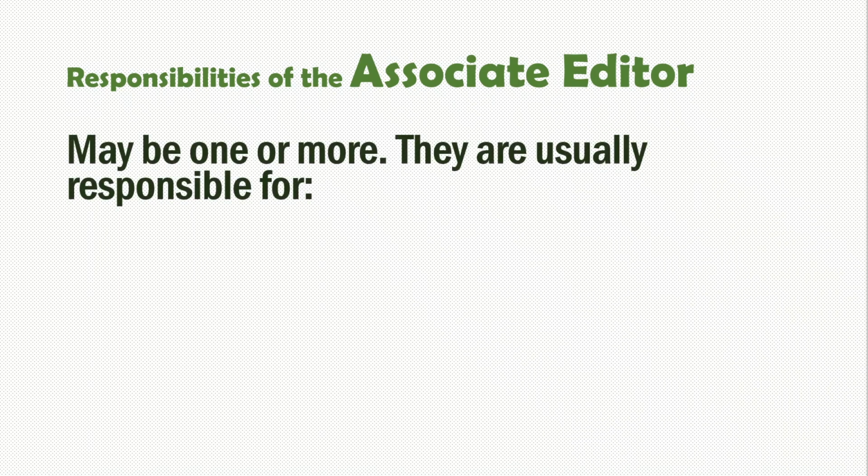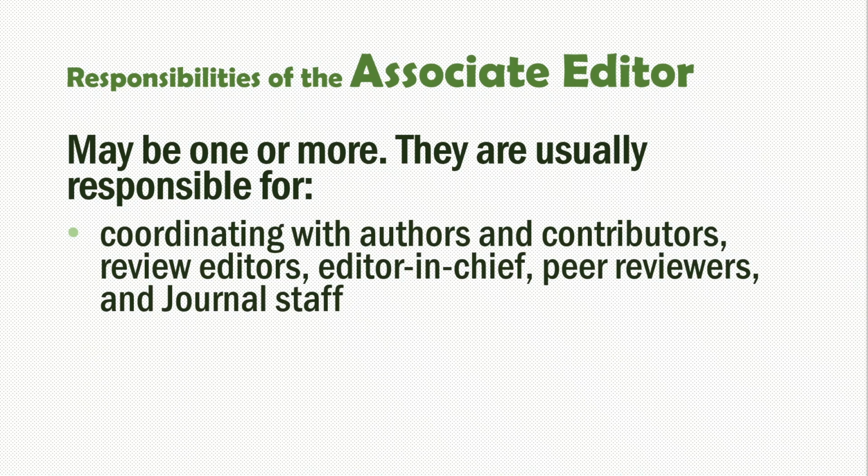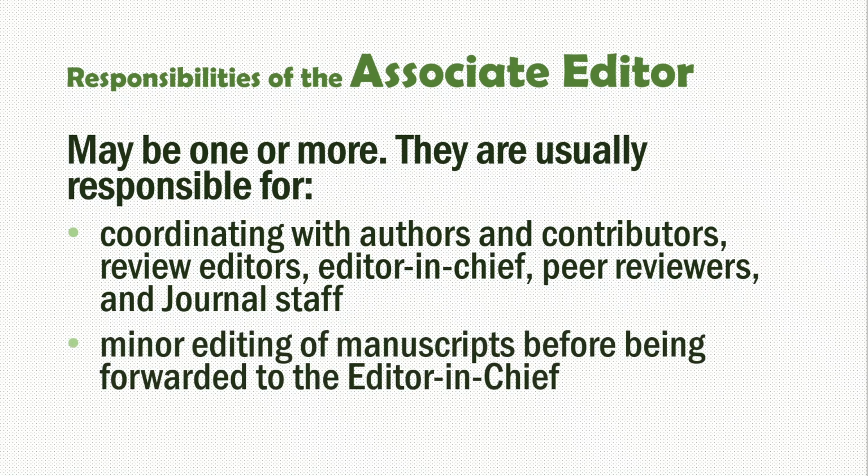Depending on the scope and aim, a journal may have one or more associate editors. The editor-in-chief assigns work to these associates and may deputize some decisions to them. The exact role of the associate editor will vary from journal to journal, and manuscripts will often be assigned to them based on the topic or country of origin. They are usually responsible for coordinating with authors and contributors, review editors, the editor-in-chief, peer reviewers, and journal staff, and minor editing of manuscripts before forwarding them to the editor-in-chief.